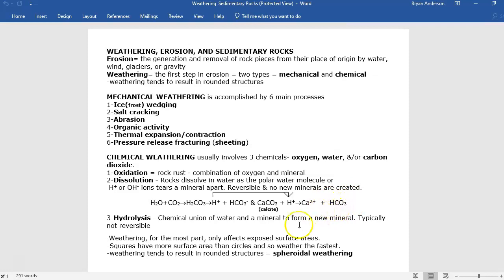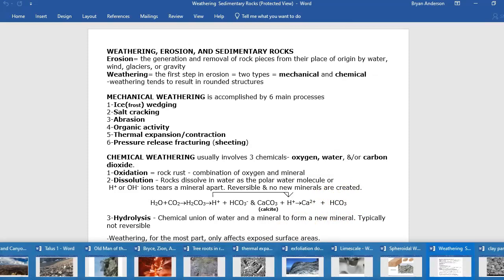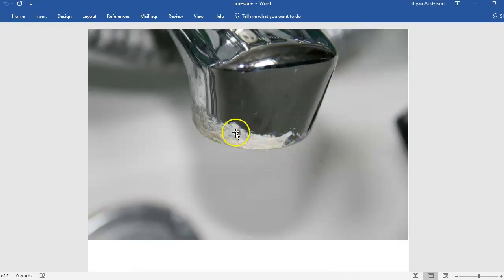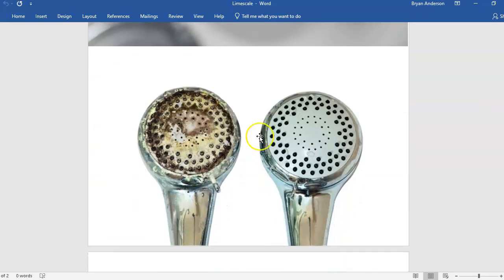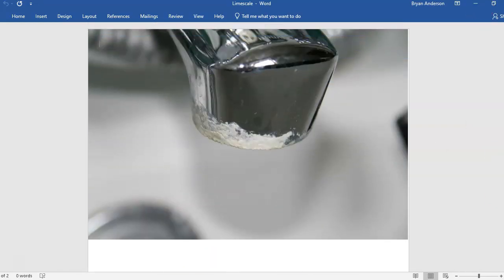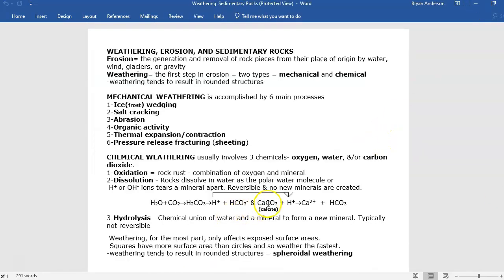And you know this can happen because in the real world, if you look at sinks, right here is that happening. This is the calcite mineral, the calcium, getting deposited as limescale after calcite has been carried along to this spot in water, the water evaporated away and it deposited the calcium there as limescale, or here you see it on a shower head. I think that's the last one I had. Yeah. So that's limescale.